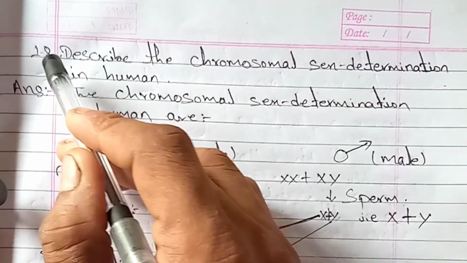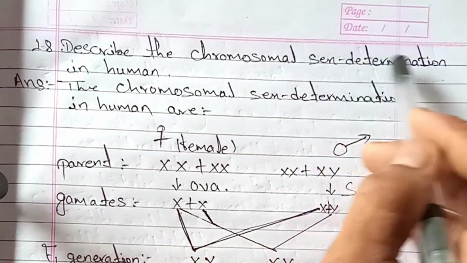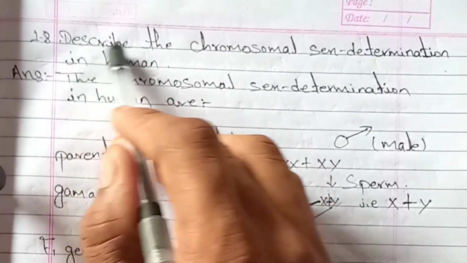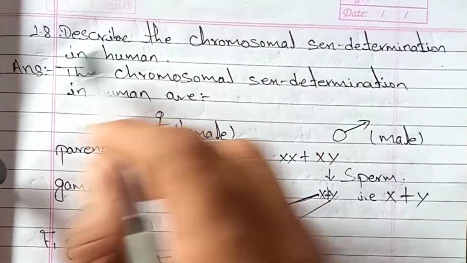Question number 18, describe the chromosomal sex determination in human.